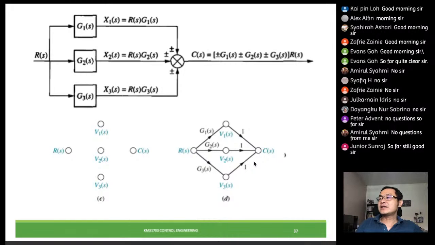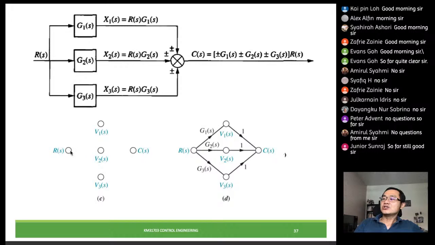Same thing for the parallel form. Now it branches off, right? Even though it branches off, it doesn't matter. Again, this is the input R. Then after the block diagram you just recognize there is one signal. So we have x1, this should be x2, and this should be x3, and then here would be our C(s), right?